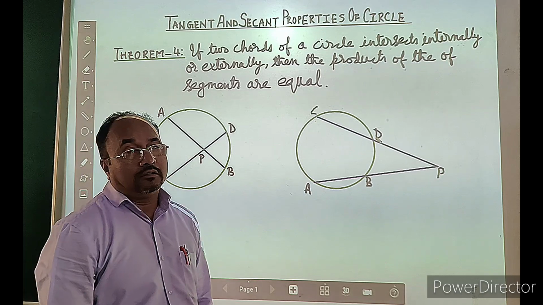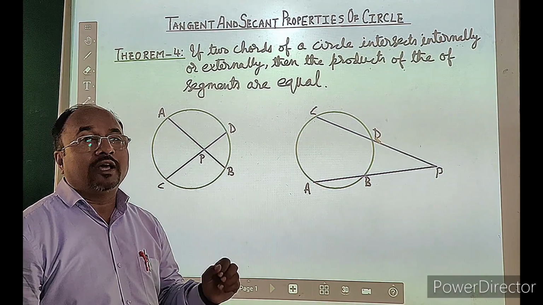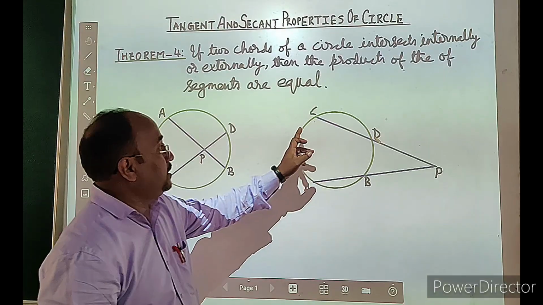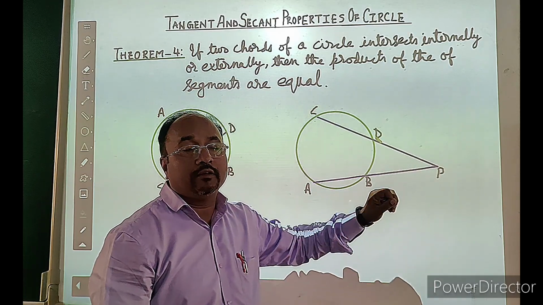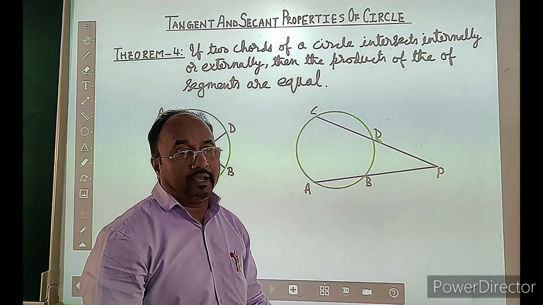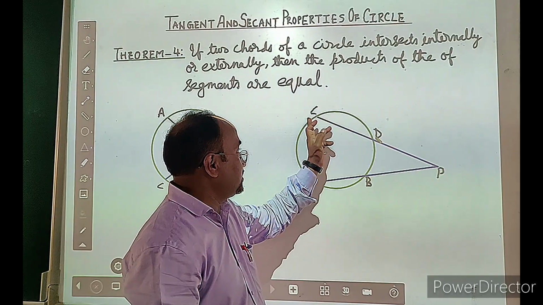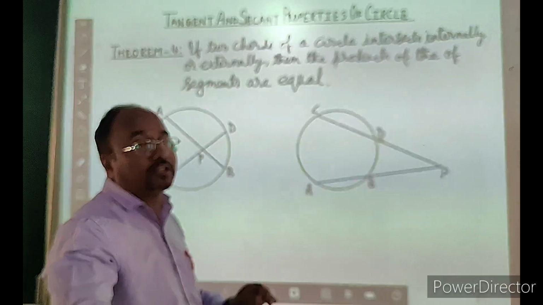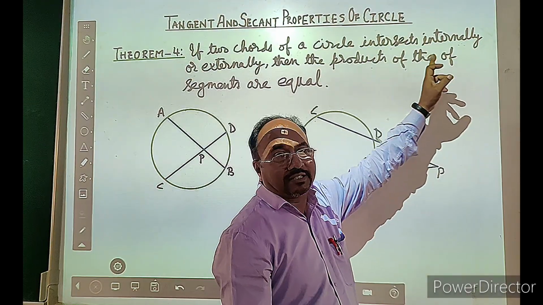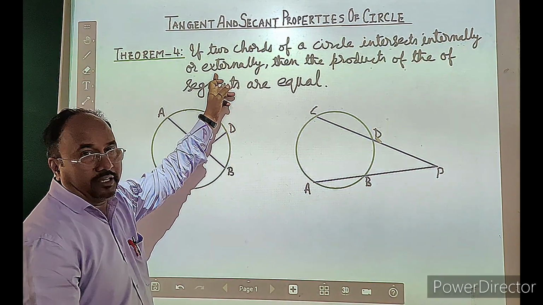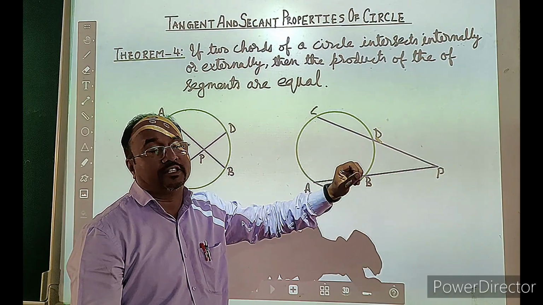Now we start with the fourth theorem, which is based on chord and secant. You can see this line, this chord AB and CD are produced to meet at a point. A secant is any external line which cuts the circle at 2 points. So ABP is a secant, CDP is also a secant. Now what is this theorem about? It says if two chords of a circle intersect internally or externally. This is internal intersection, this is external intersection.